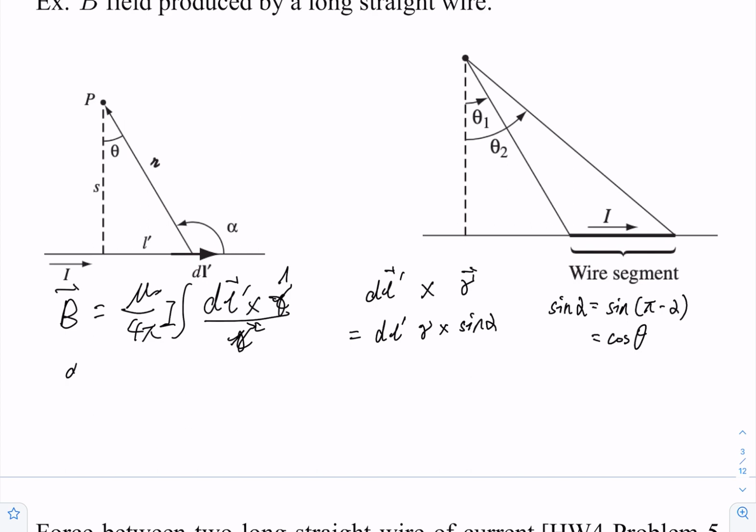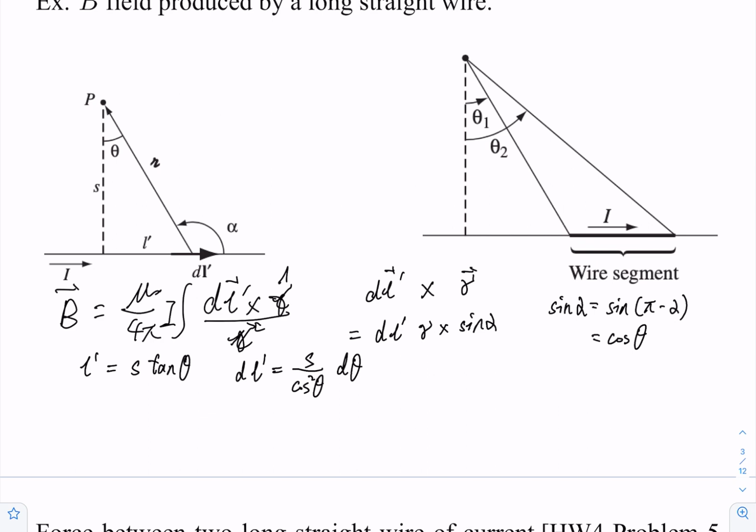So we relate this dl to this. Because this L is related to S by a tangent theta, we can relate dl to S over cosine theta squared d theta, because the derivative of tangent theta gives you 1 over cosine theta squared.